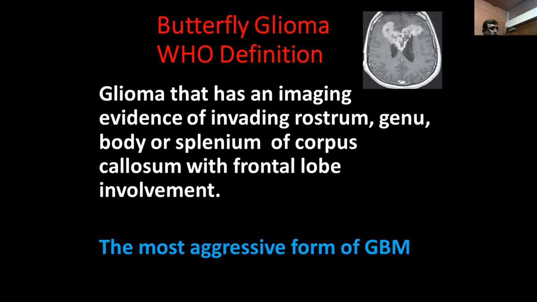It is the most aggressive form of GBM. Glioblastoma multiforme is very malignant. This is the most aggressive malignant type. The reason is the corpus callosum is made of tight fibers and it is resistant to invasion. So if it is invaded, this means that this tumor is very nasty.